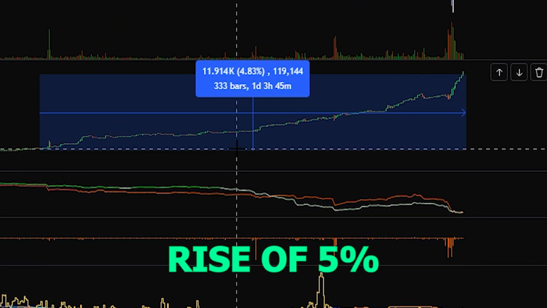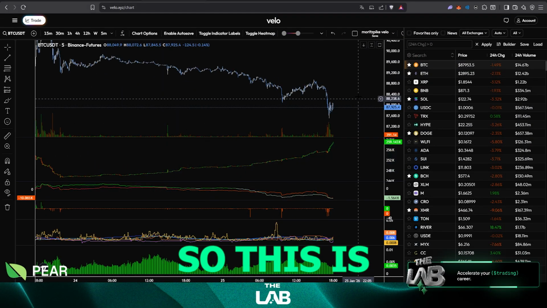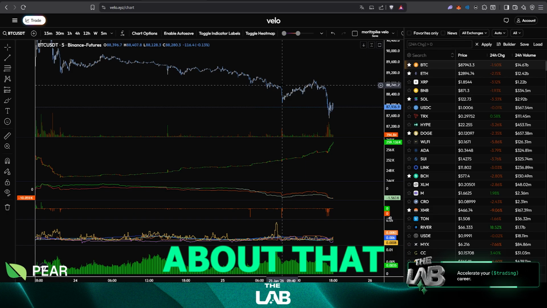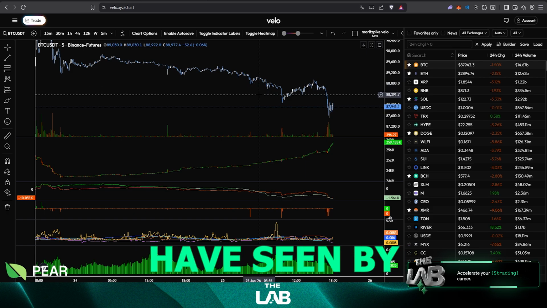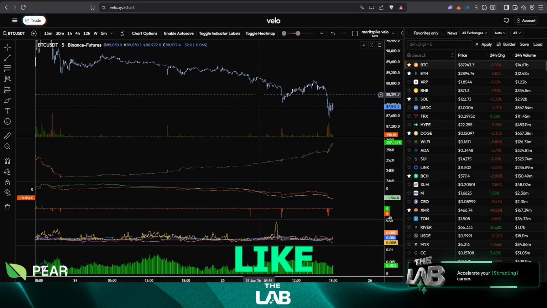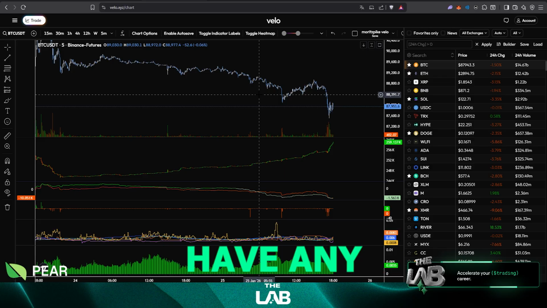We have an open interest rise of 5% in the last, I don't know, 36 hours. So this is definitely some positioning information that you maybe wouldn't have seen by just looking at the chart. You could have made assumptions. You could have spun the theory around and said, oh yeah, this is probably new shorts and they would get squeezed, but you don't have any confirmation.